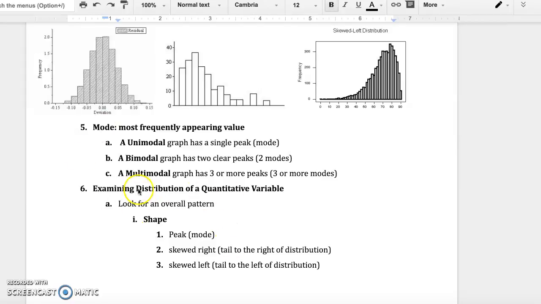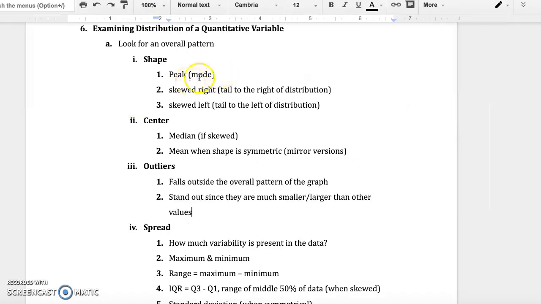So looking for an overall shape, that's what we say, remember your SOCS. The shape: you want to look at the peak. Is it skewed right? Is it skewed left? Is it symmetrical? Is it uniform, meaning flat all the way across? Measures of center: we could use the median, the middle number when you order them from least to greatest. The mean, if the shape's more symmetric, and there's a reason why we want to use the mean as we go forward.